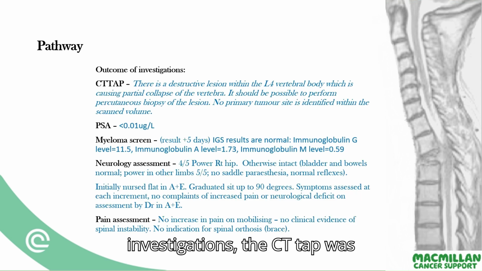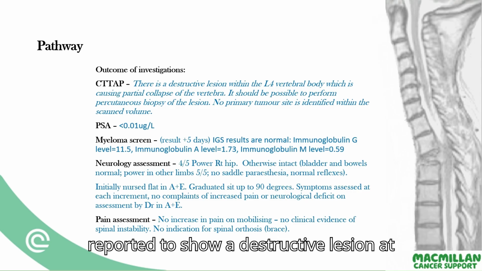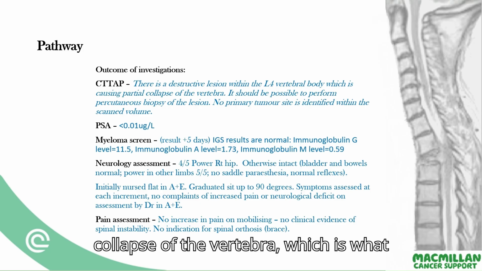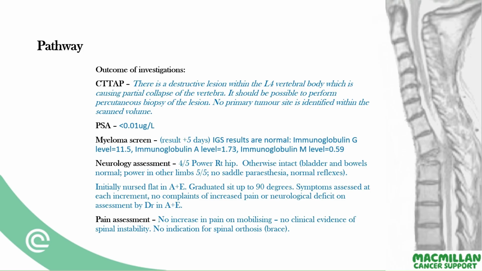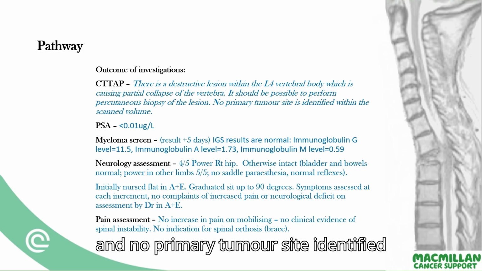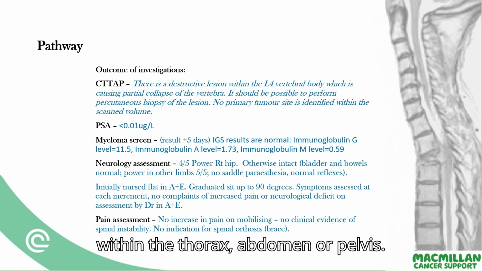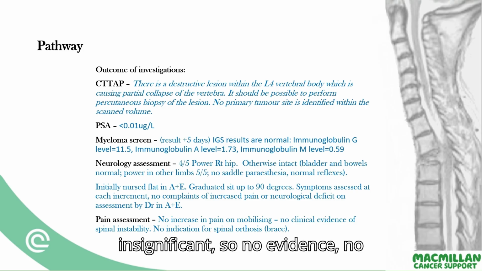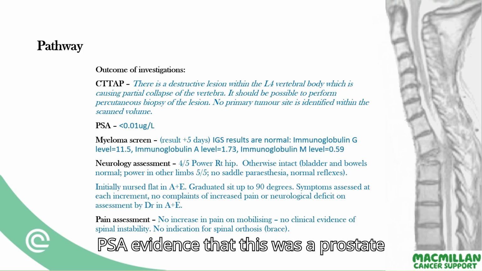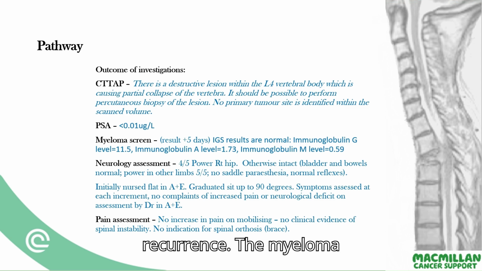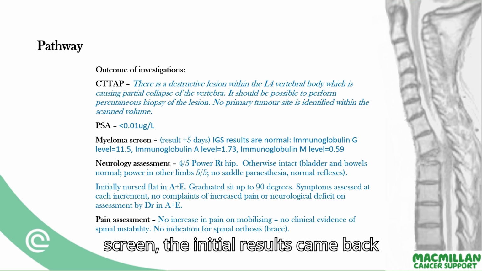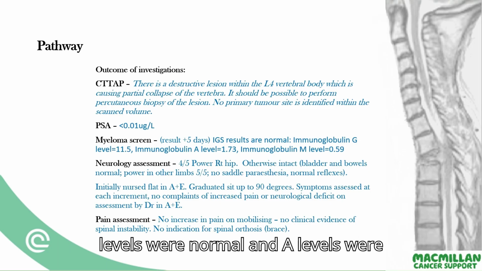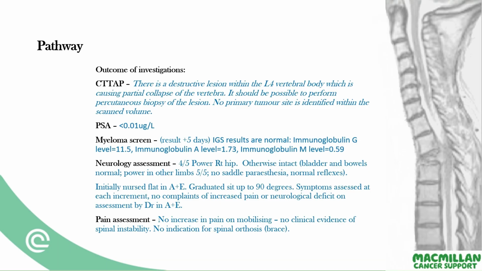In terms of the outcome of the investigations, the CT TAP was reported to show a destructive lesion at L4 vertebral body, causing partial collapse of the vertebra, which is what we knew from the MRI, and no primary tumour site identified within the thorax, abdomen or pelvis. The PSA returned as insignificant, so no PSA evidence that this was a prostate recurrence. The myeloma screen, the initial results came back normal. The immunoglobulin G levels were normal, and A levels were normal, and M levels were normal.